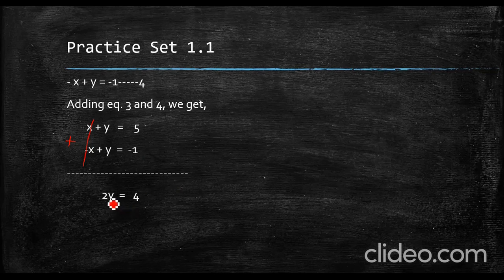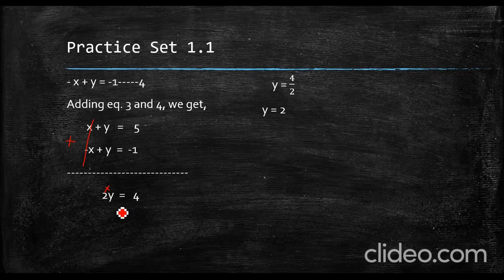अभी मुझे y का value चाहिए. So I'm going to transfer this 2 to this side. So here 2y का मतलब है 2 into y, right? 2 multiplied by y. So when it comes to this side, other side of equal to, it gets divided. So y is equal to 4 upon 2. So y is 2. So we have got the value of y.